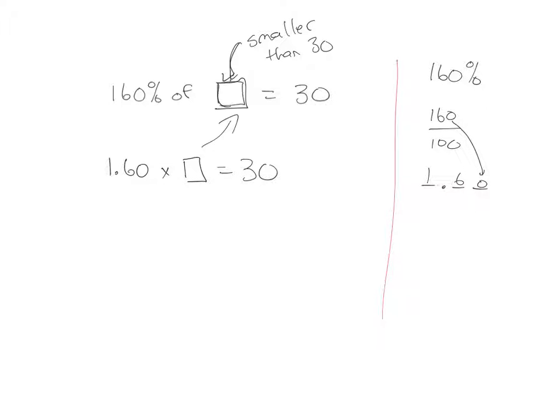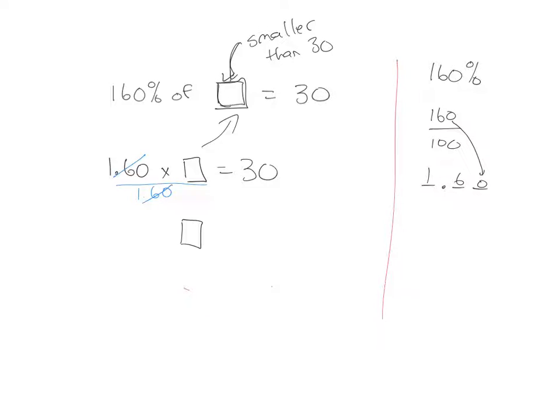Now, here's an important rule in algebra. We do inverse operations. So we have 1.6, 1 and 60 hundredths multiplied to some number, and we're trying to undo it. We're trying to get that box by itself. So how do we do that? We do the opposite operation. The opposite of multiplying is dividing by 1.60. And the neat thing is 1.6 divided by 1.6 gives you 1, and 1 times a box is just 1 box. So I'm left with 1 box.